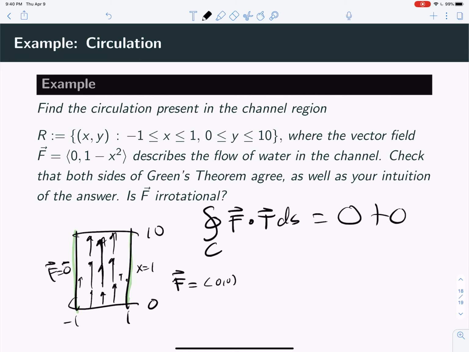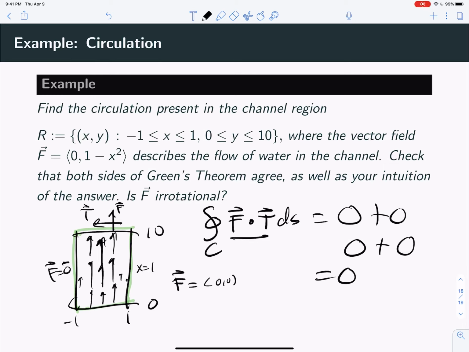And then what about the top and the bottom? For the top, well, the vectors are pointing this way, and the tangent vector would point that way. Those are orthogonal. So if F and T are orthogonal, when you dot product them, you get 0. So you're going to get 0 there and 0 on the bottom. So now we've got 0 plus 0 plus 0 plus 0. If we actually do the line integral version of the circulation, we're going to get 0. Okay, so the circulation is 0.